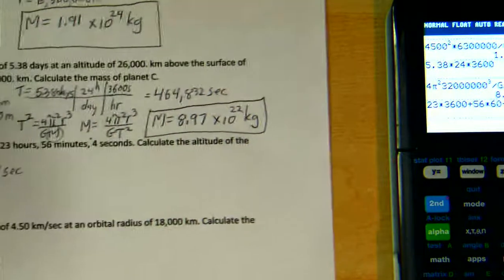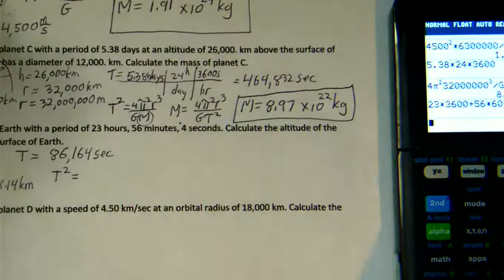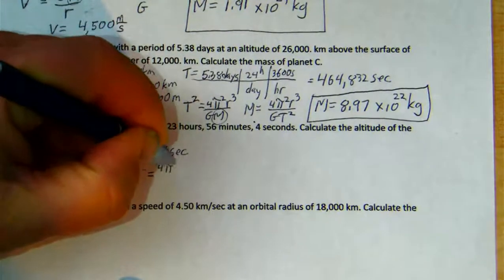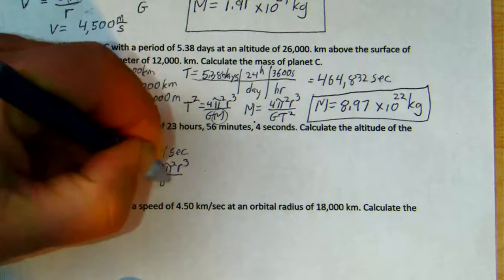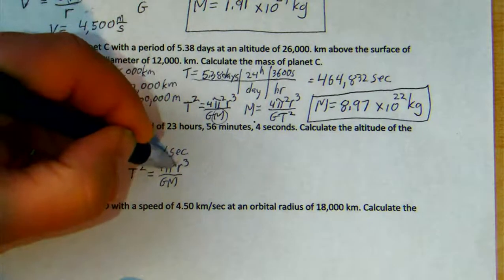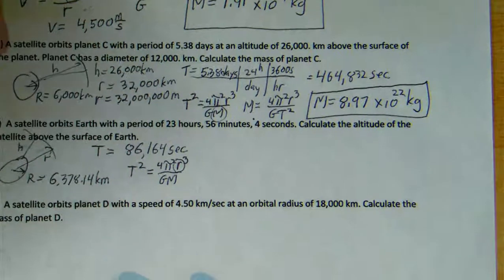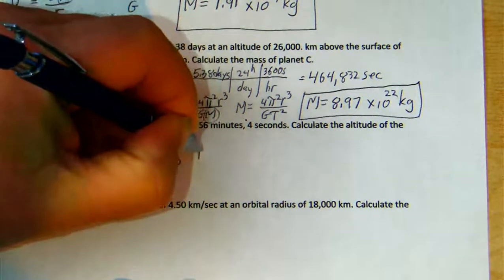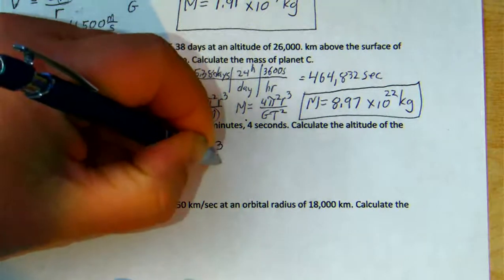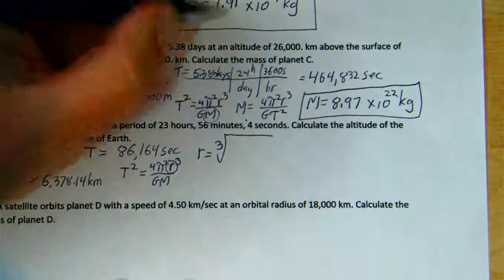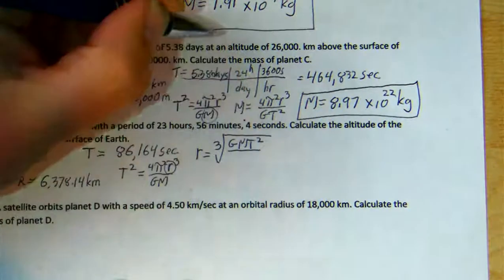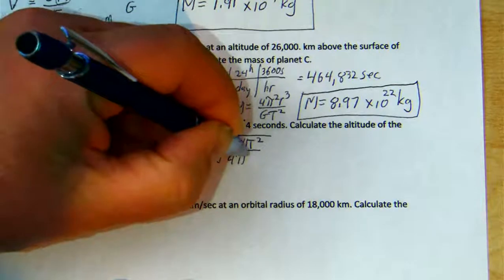Great. Well, we don't know the radius or the speed, so we should be using Newton's version of Kepler's third law. T squared equals 4 pi squared r cubed over GM. And this time we want to rearrange the equation to solve for the orbit radius. So on that one, r is the cube root of GM T squared divided by 4 pi squared.